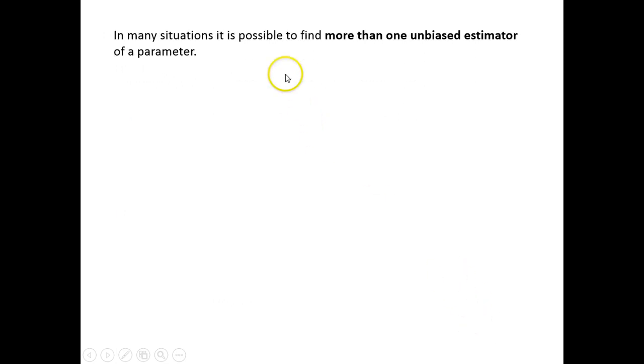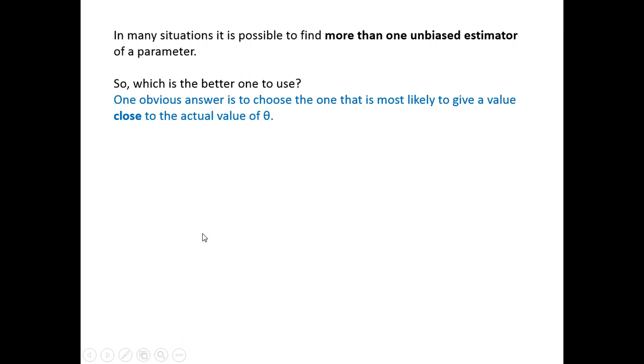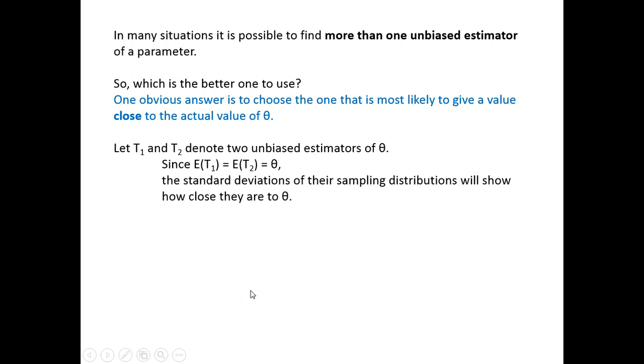In many situations, it's possible to find more than one unbiased estimator of a parameter. So which one is the better one to use? Well, one obvious answer is to choose the one that is most likely to give a value close to the actual value of theta. Therefore, let T1 and T2 denote two unbiased estimators of theta. So if they're unbiased estimators, then the expected value of T1 is theta, as is the expected value of T2.